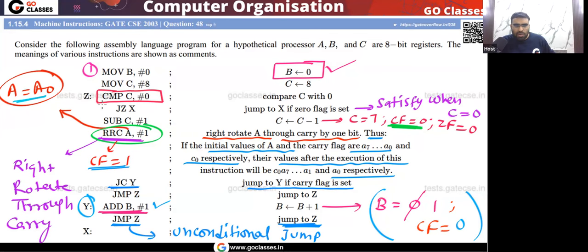Very simple. Remember, from here you will go to jump to Z. So let me mark it like this, that you are jumping to Z. From here you will go here. Is this understood? Please tell me. All these points, are they clear?